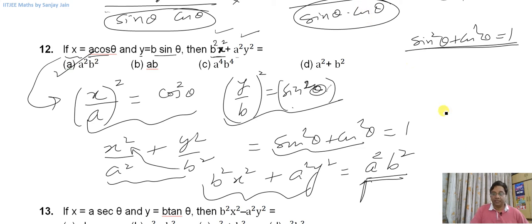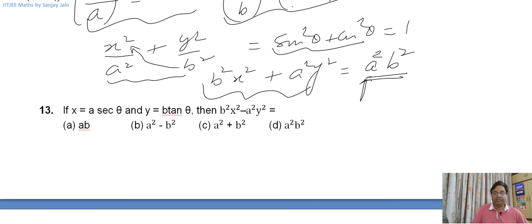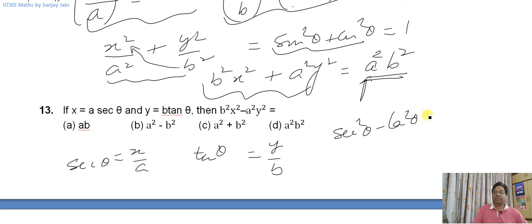Alright, let us work on the next expression. I think it will be very simple for you to work on the next expression, because secant theta is equal to x by a, tan theta is equal to y by b, and you know that secant square theta minus tan square theta is equal to 1. So you can simply square these and subtract: secant square theta minus tan square theta, right?